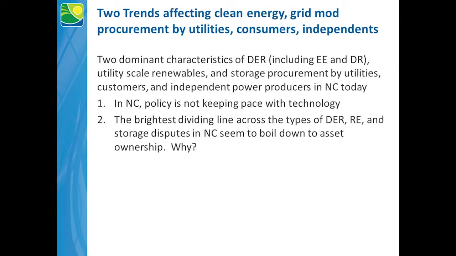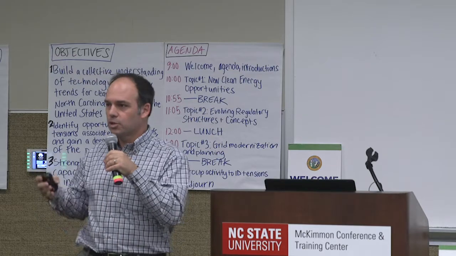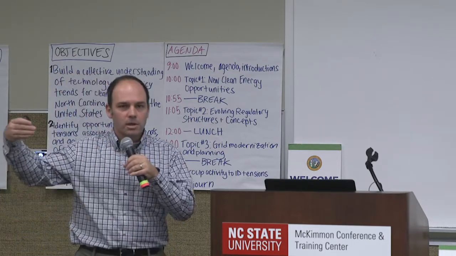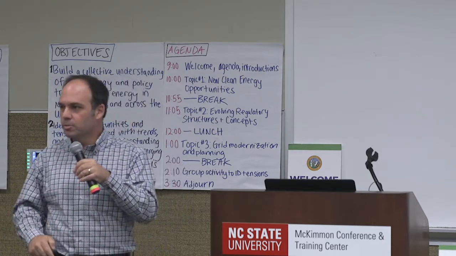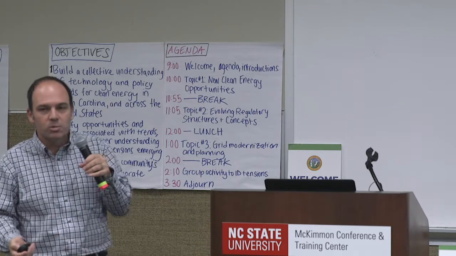One is, in North Carolina, we see time and again, policy has not kept pace with technology. I just gave you one example. Our electricity regulation framework was really set in the 1960s. Second is the brightest dividing line across the types of distributed energy resources, storage, renewables in North Carolina really seems to boil down to asset ownership. Time and again, if you start to unpack where there's a dispute, a disagreement, an opposition, it comes down to an argument over ownership. And a lot of the argumentation ties into who owns the asset. We think that's a symptom, not a problem. Ownership of the asset doesn't seem to be a problem.